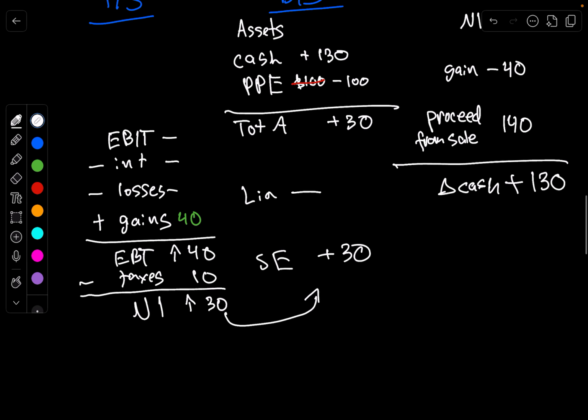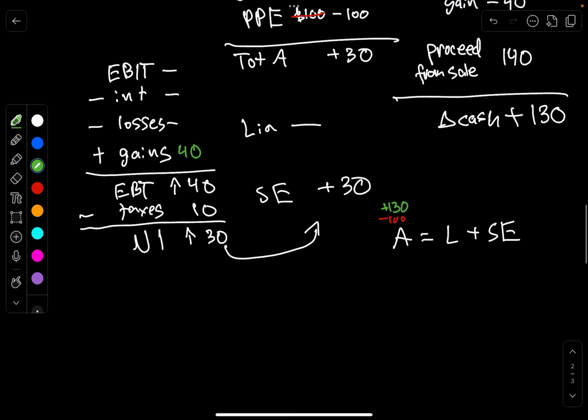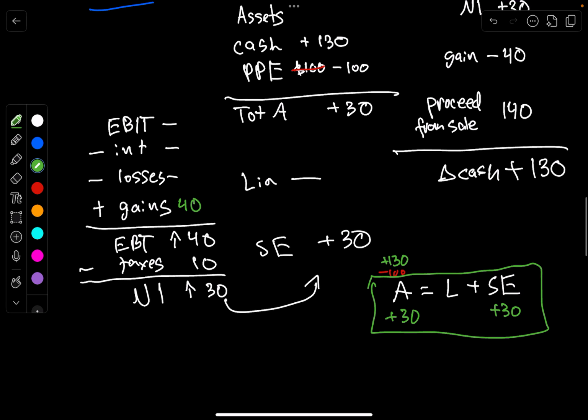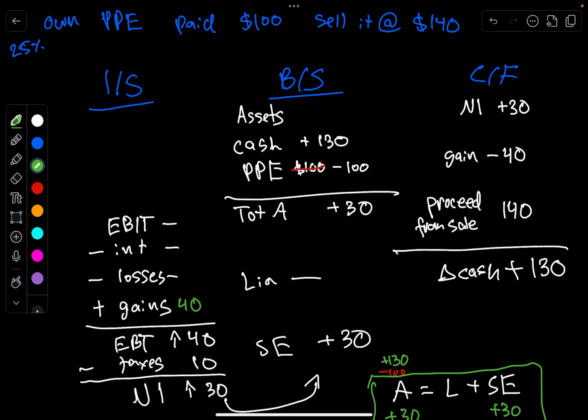And let's check if our formula still holds. Well, we had an additional 130, and we had a negative 100 on the asset side, and we had an additional 30 on the shareholders' equity side. This nets out to 30 here, and that shows that our balance sheet balances. So hopefully that makes a bit of sense in terms of walking someone through these.